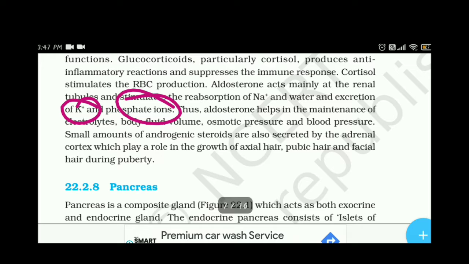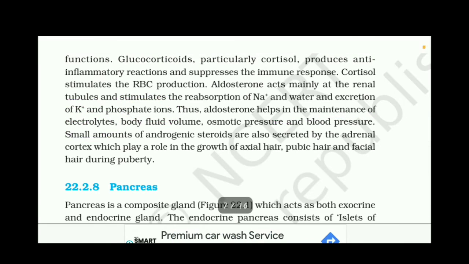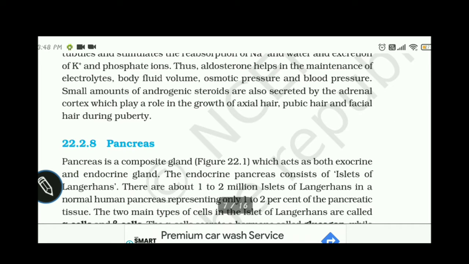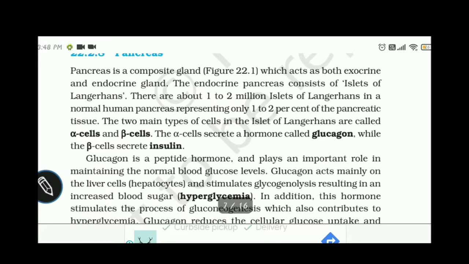Thus, aldosterone also helps in the maintenance of electrolytes, body fluid volume, osmotic pressure, and blood pressure. A small amount of androgenic steroid also gets secreted by the adrenal cortex, which plays an important role in the growth of axillary hair, pubic hair, and facial hair during puberty.